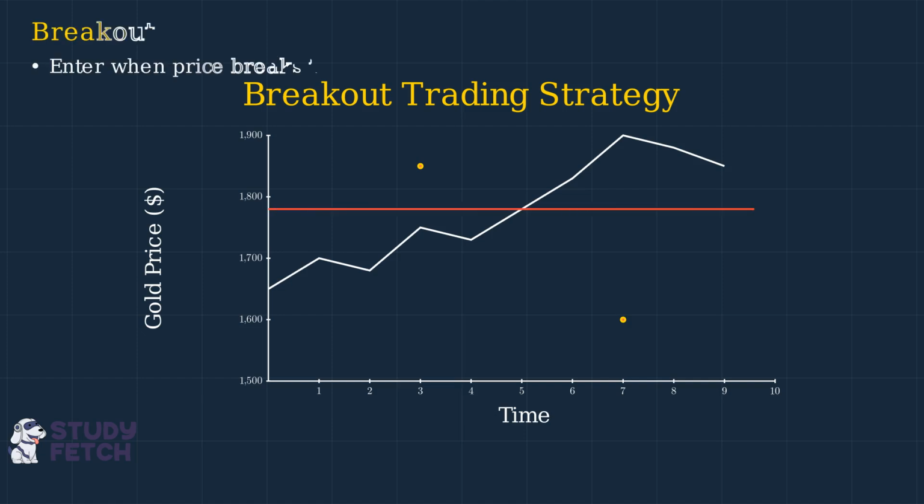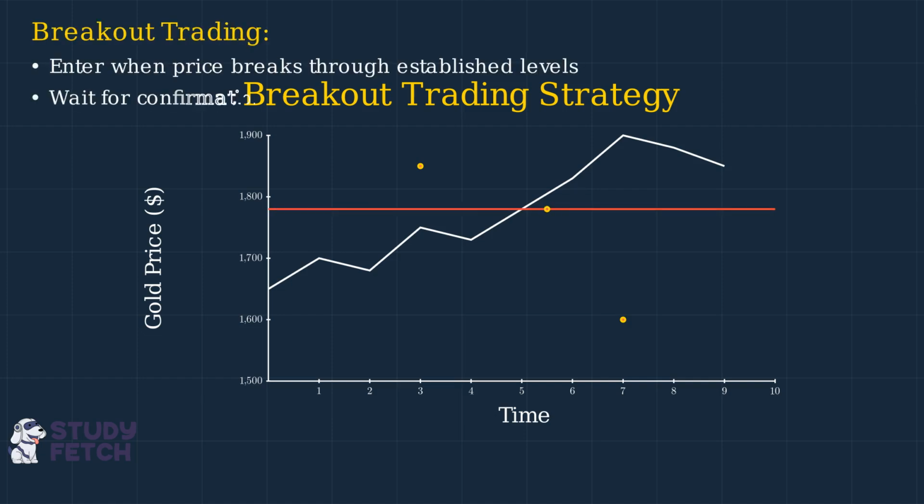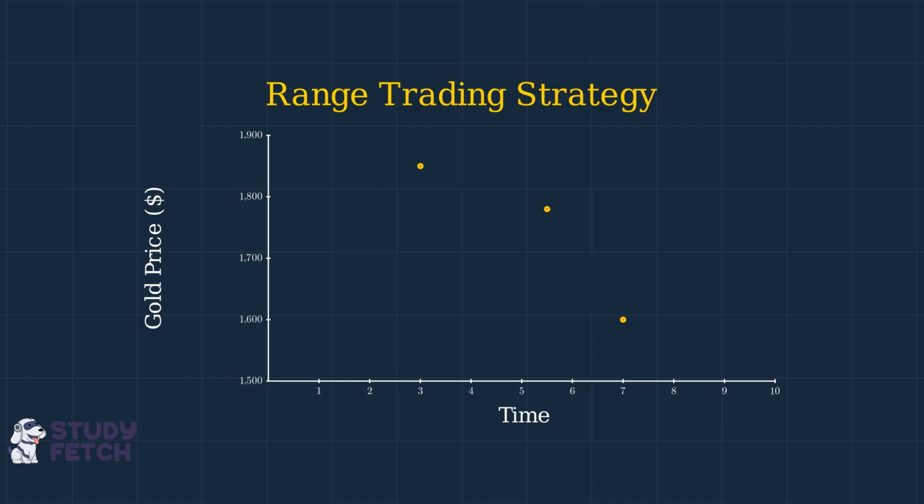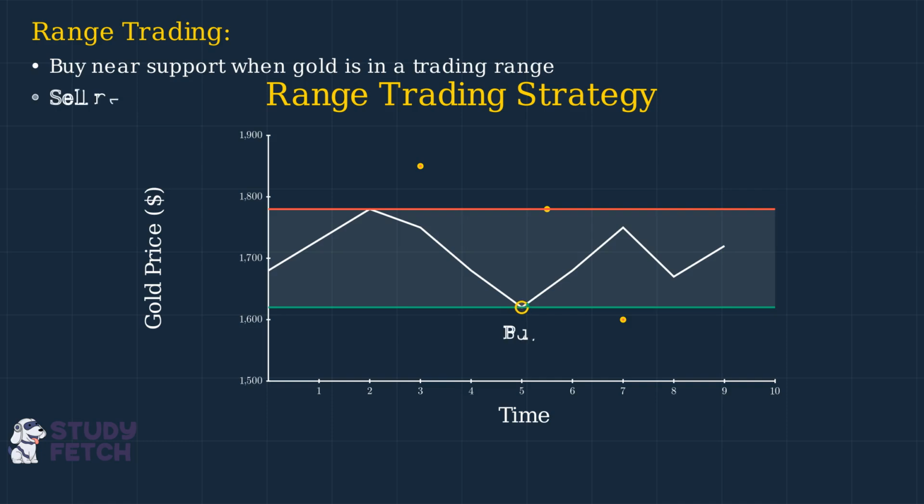When gold price convincingly breaks through an established support or resistance level, it often indicates a continuation of that move. After confirming the breakout, enter a trade in the direction of the break. Place your stop loss below the broken level to protect against false breakouts. The third strategy is range trading. When gold is trading within a defined range, you can buy near support and sell near resistance.